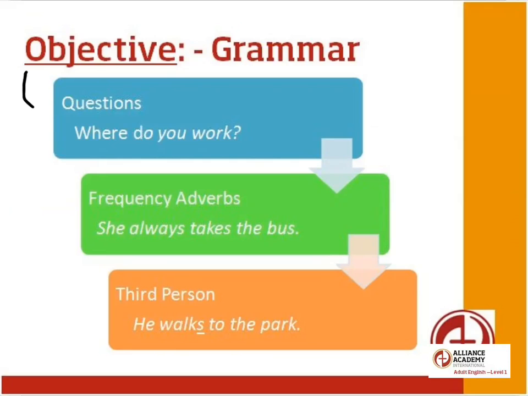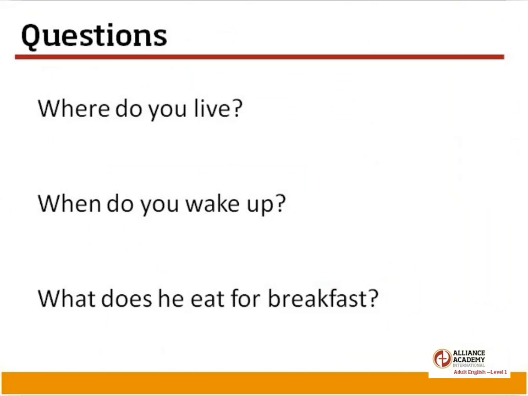The objective of this video is to talk about how to create questions correctly in the present tense, remembering that we need the auxiliary verb do to make our questions correct. And then we will move on to frequency adverbs and how to use them correctly. Here's an example. She always takes the bus. Here's our frequency adverb. And we will revisit the third person. Make sure that we really understand how to use third person correctly.